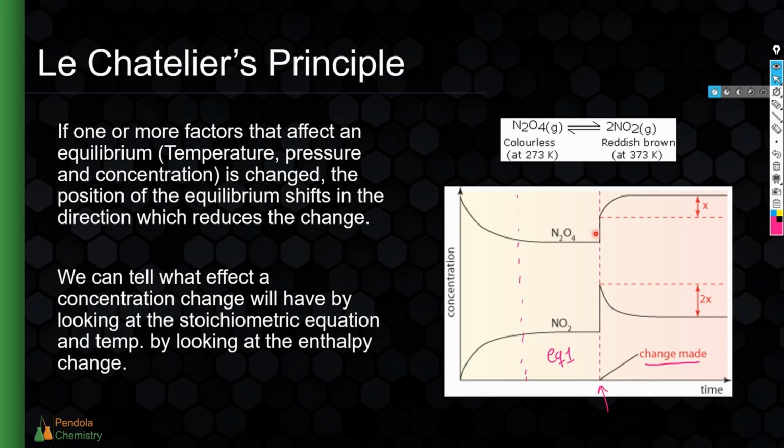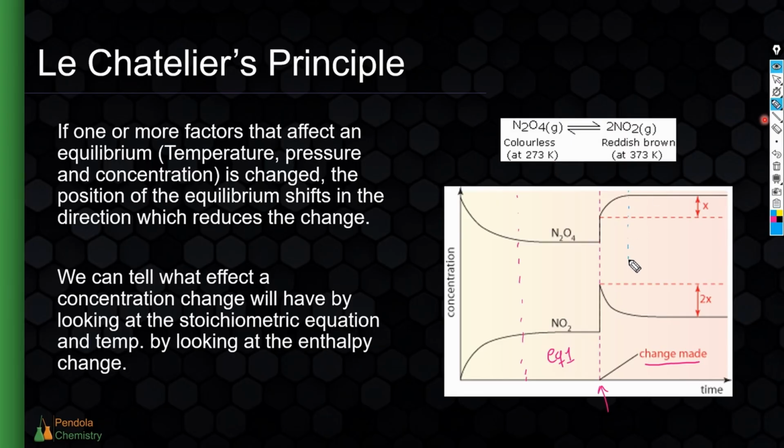You see that that change causes another change in equilibrium. This is where the equilibrium is going to start either shifting left or shifting right. In this particular case, you'll see that the concentration of N2O4 increases while the concentration of NO2 decreases. That's because the equilibrium is now shifting towards the left. Eventually, a new equilibrium is reached.